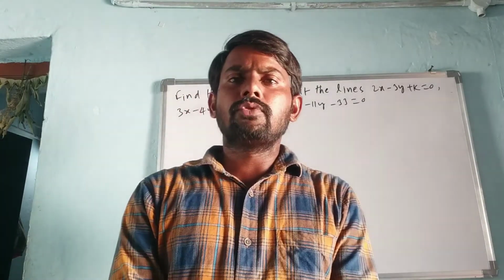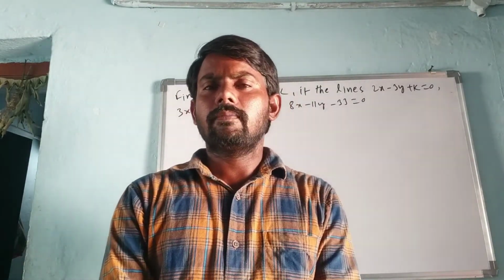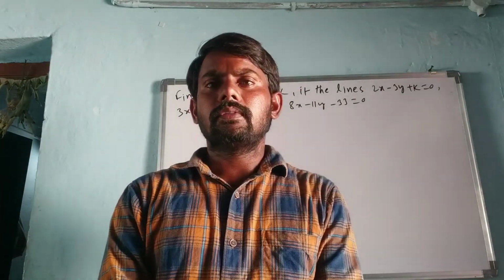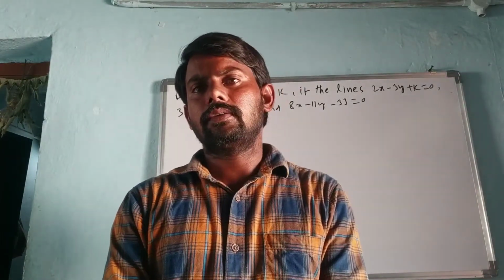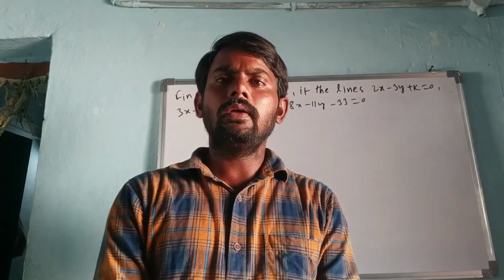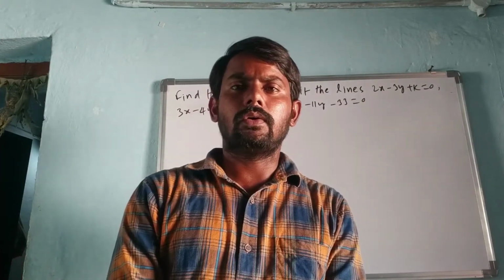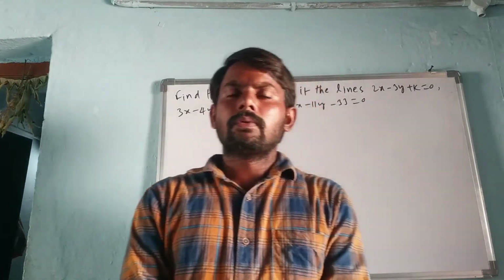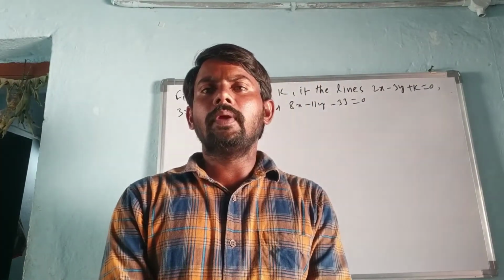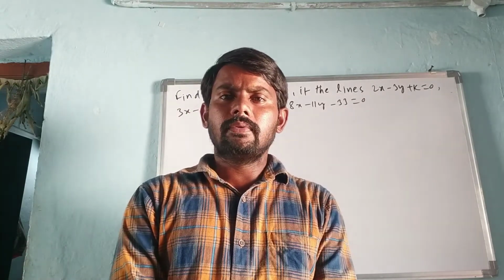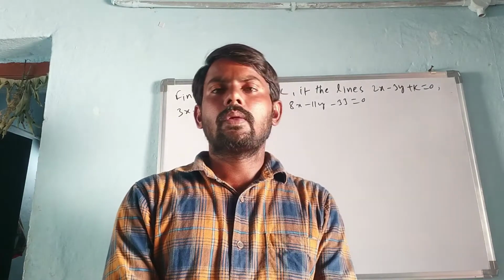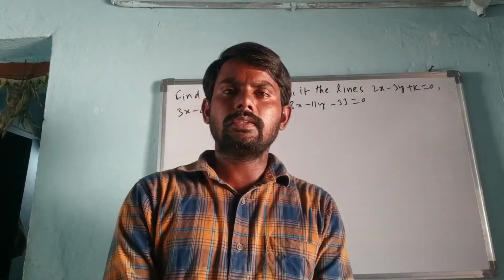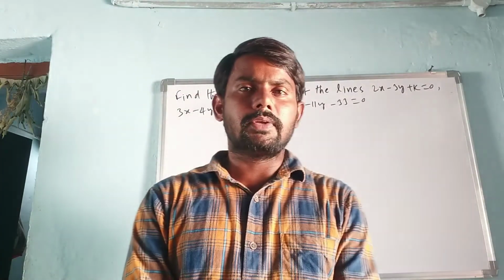Two or more lines are said to be concurrent if they have a common point. If they have only one common point, they are called concurrent lines. Otherwise, we can say that two or more lines are said to be concurrent lines if they have a common point. This is the definition of concurrent lines which we learned in the previous classes.